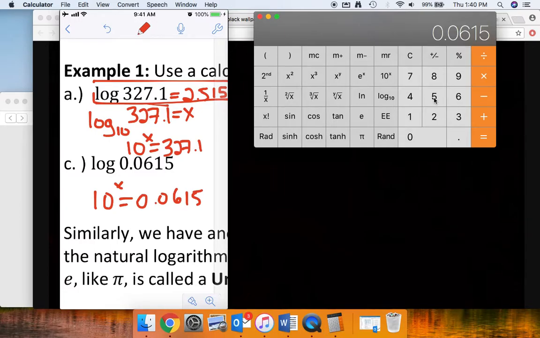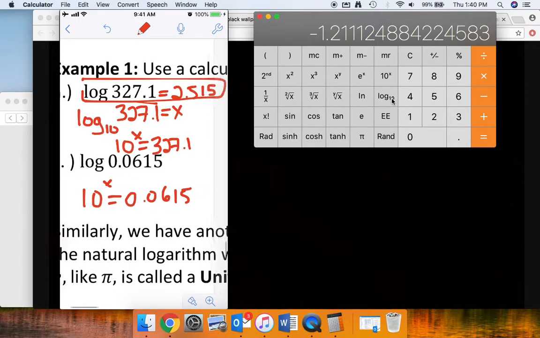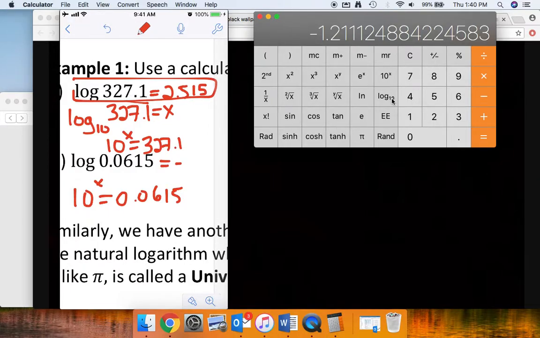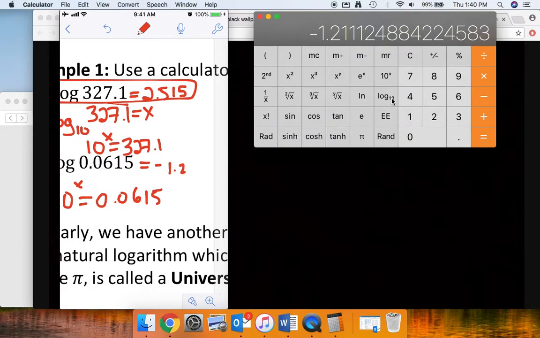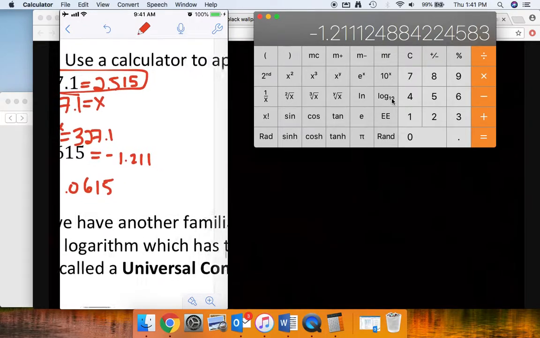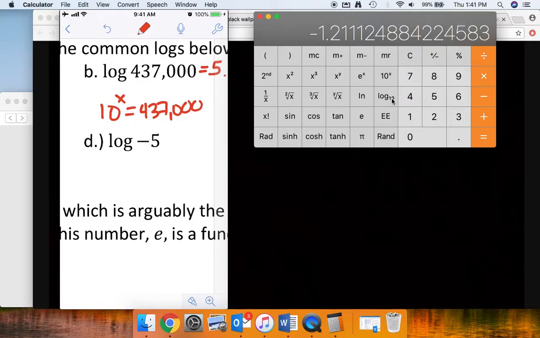So 0.0615. Negative 1.211. So this equals negative 1.211. And the next number is a 1, so I don't round up. Easy peasy. Last but not least, log of negative 5.